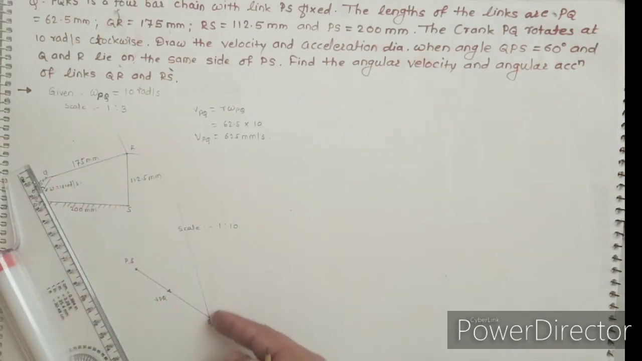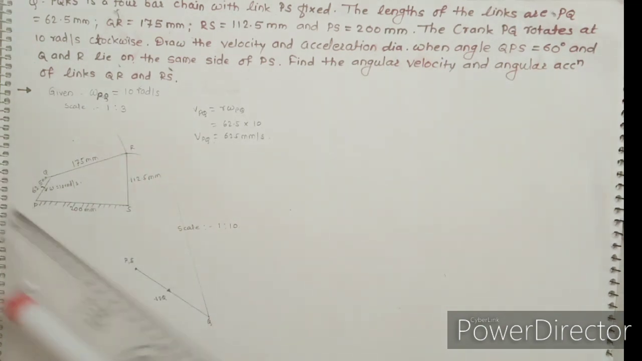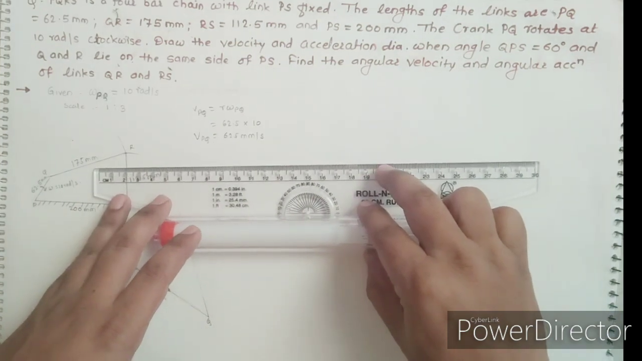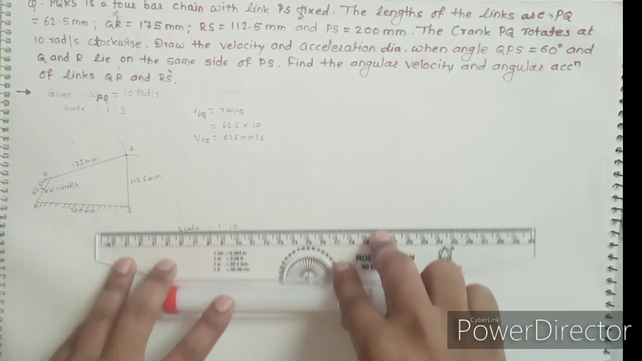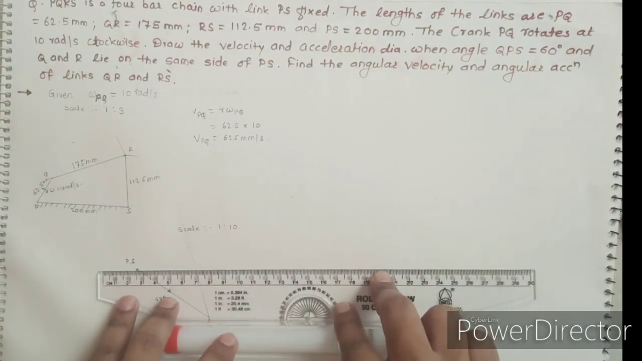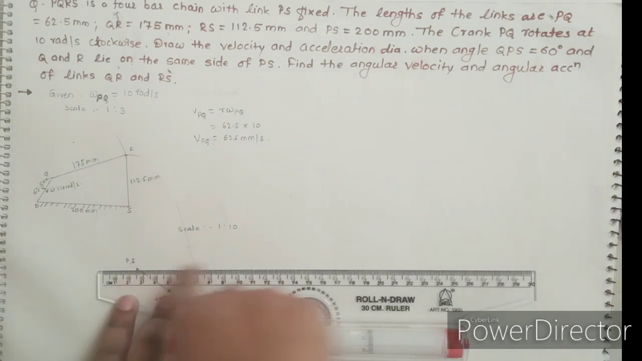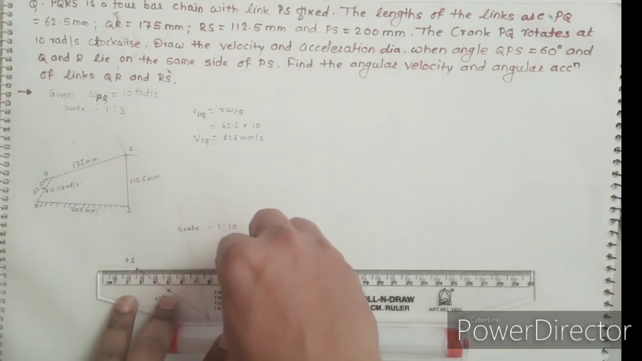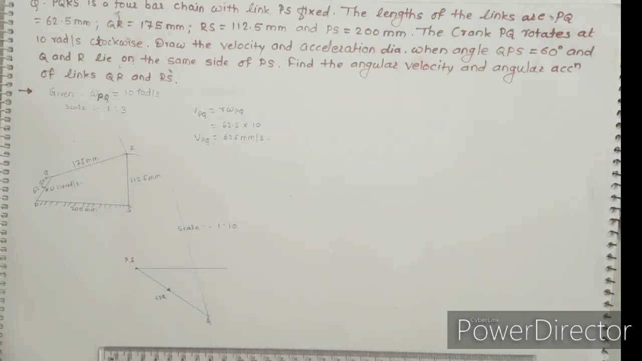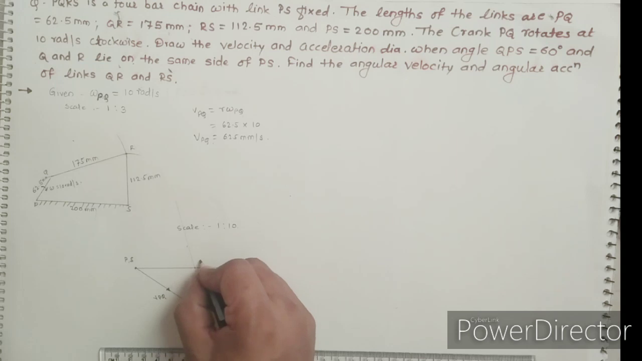Now the next one is the RS link. Draw a perpendicular line to the RS link from the S point, because we don't have the R point, so you have to draw from the S point. So we have the S point here, so I am drawing from the S point. This is the cross point, which is the R point we have got.